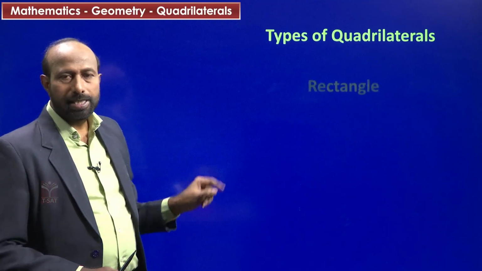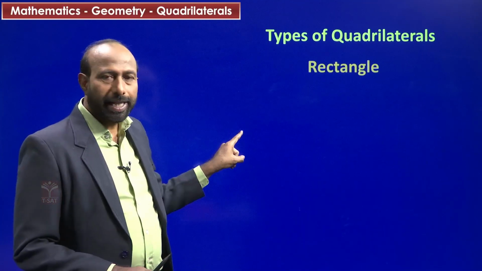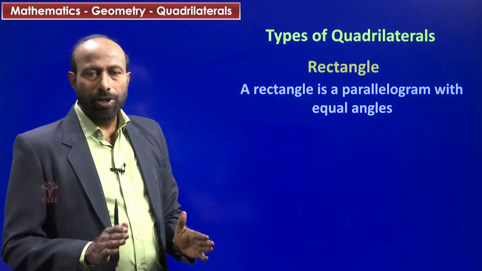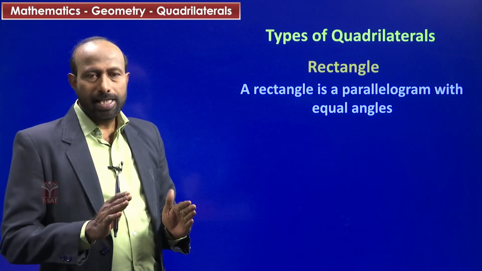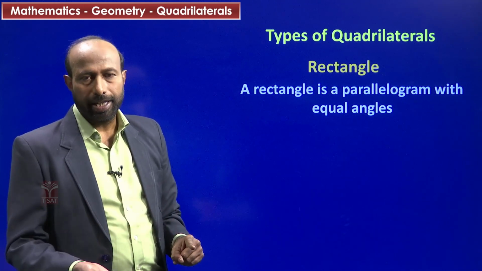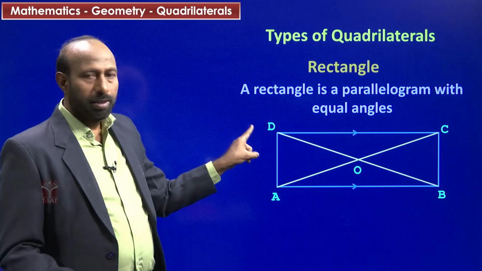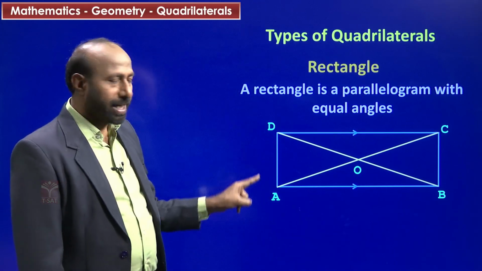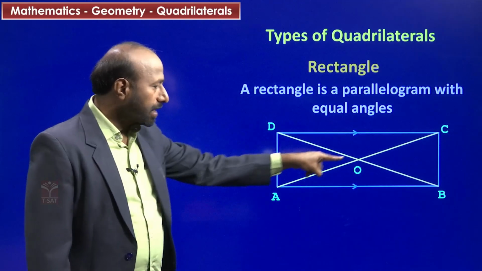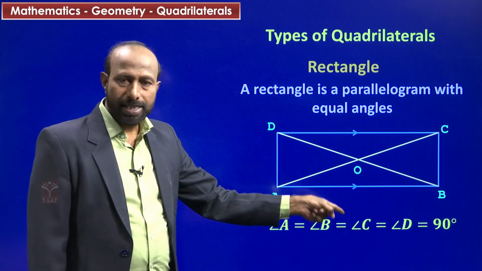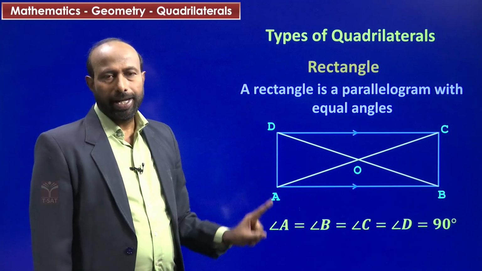Next, let us see what is a rectangle. A rectangle is a parallelogram with equal angles. We know the sum of the 4 angles is 360, and if all the angles are equal, each angle is 90. So, here ABCD is a rectangle. In this rectangle we can see that all angles are 90 degrees. That is, angle A equals angle B equals angle C equals angle D equals 90 degrees.